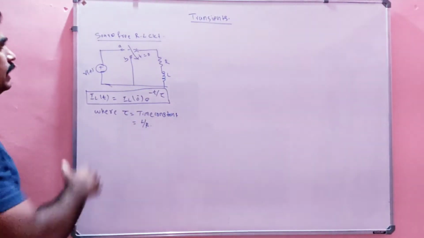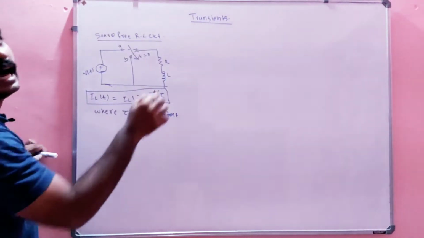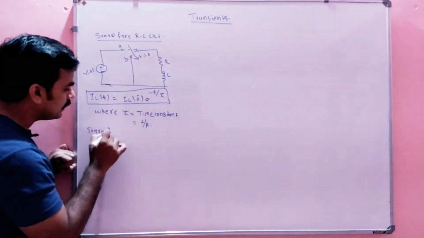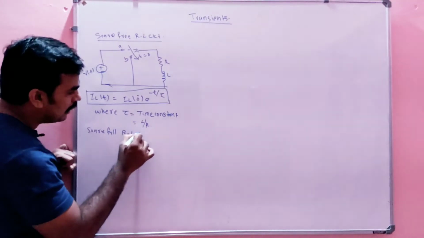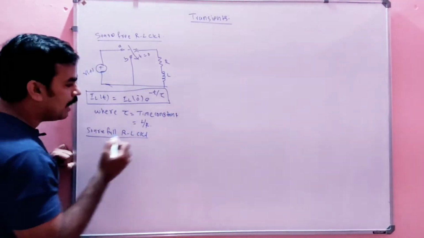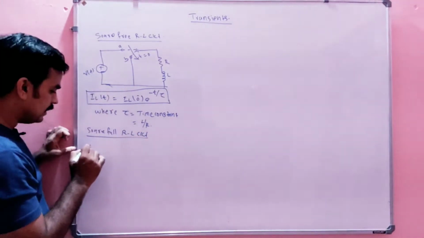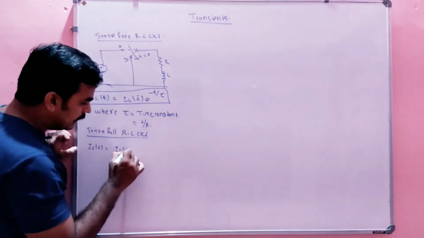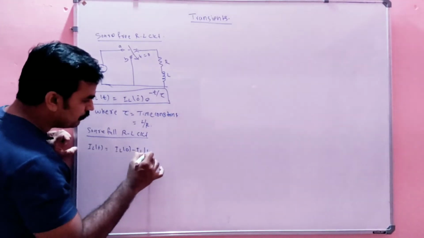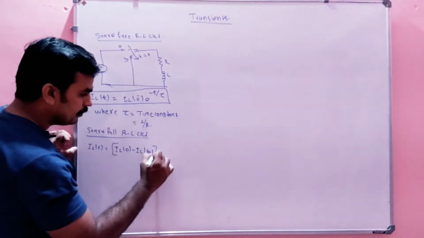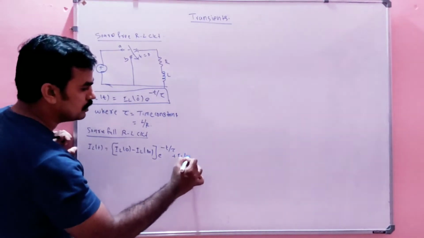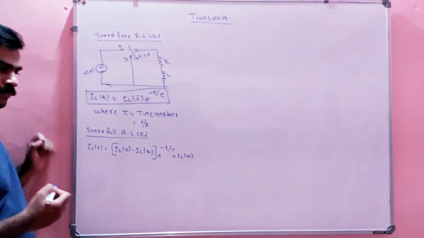And if the circuit is a source full RL circuit, then we have another equation for the current: IL of t is equal to (IL of 0 minus minus IL of infinity) into e raised to minus t by tau, plus IL of infinity. A very, very important relation.